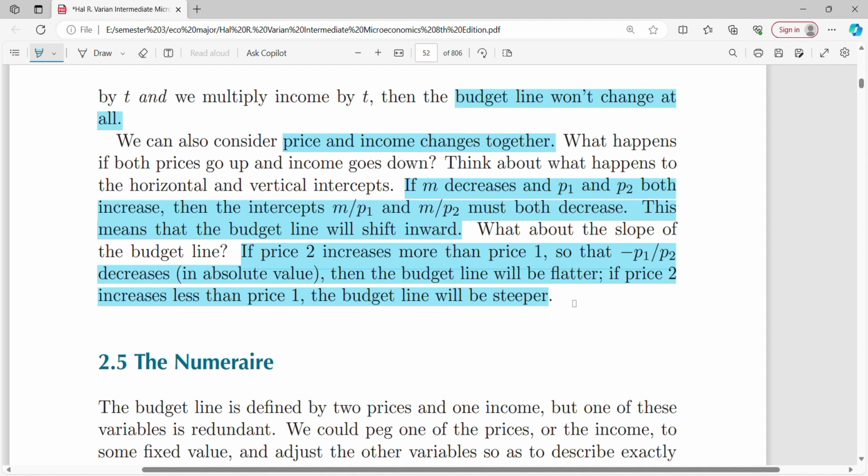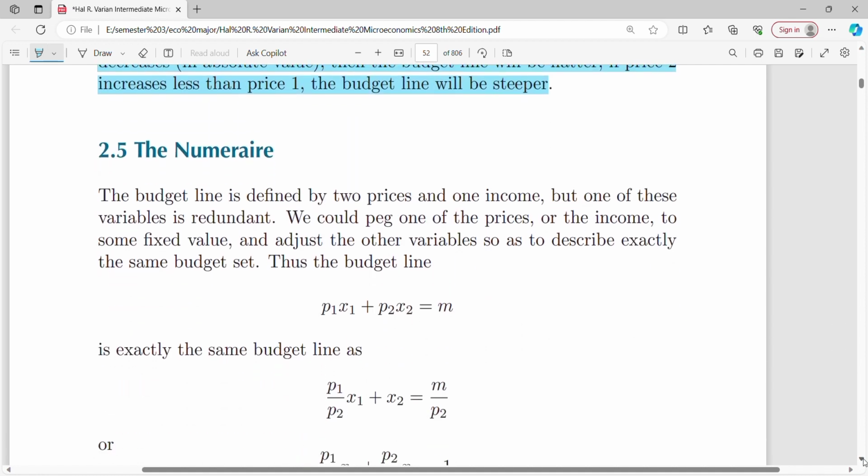If price 2 increases less than price 1, the budget line will be steeper. So these are just basic things. So just go through it. Next is numeraire.